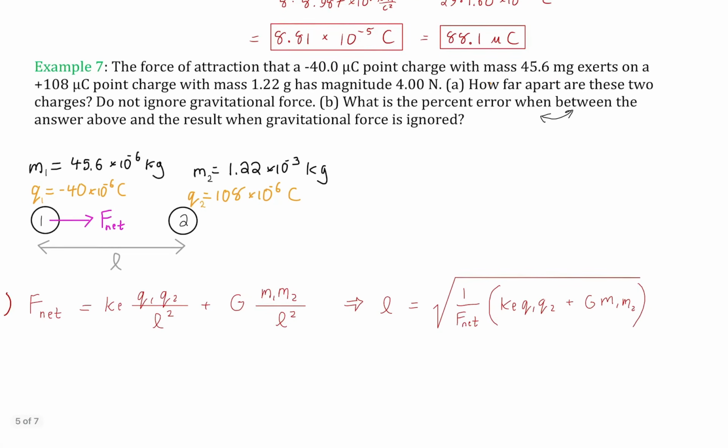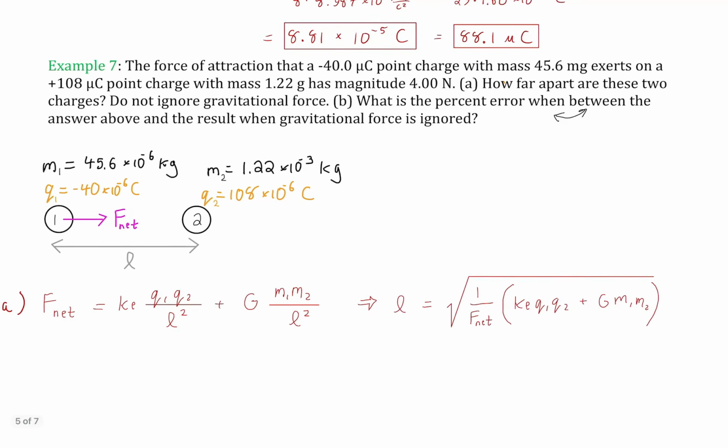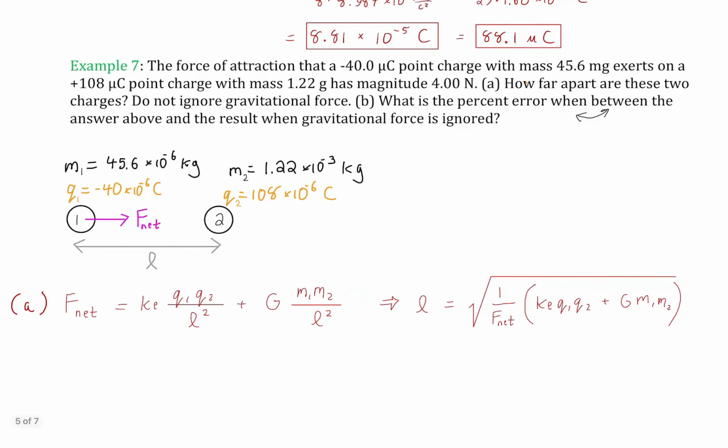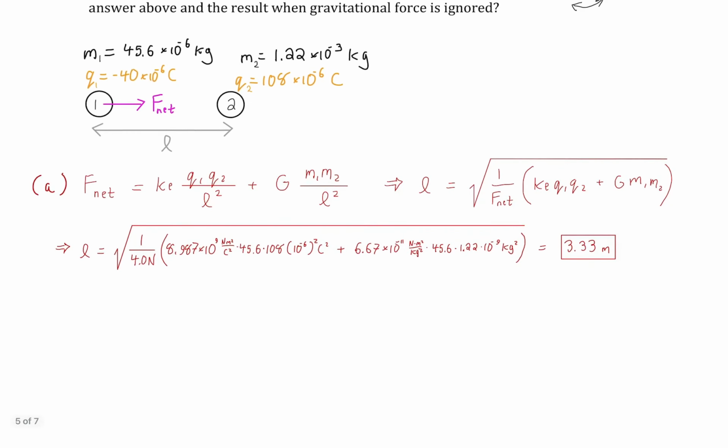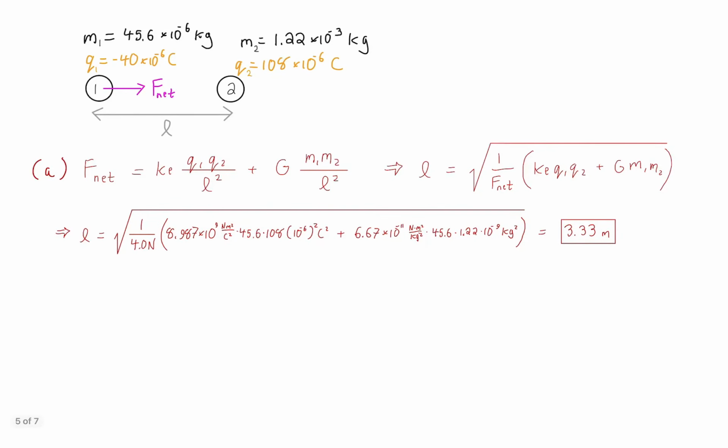And then we'll go ahead and solve for the length. That's just plugging in the known value of net force, which is 4 newtons, and plugging in all our numbers, and we get 3.33 meters. Okay, fine. That looks great. So how much role did gravity have to play? Do you have a guess?